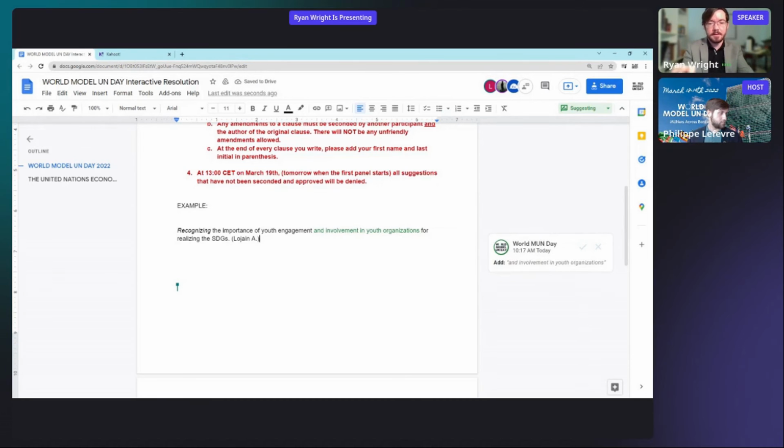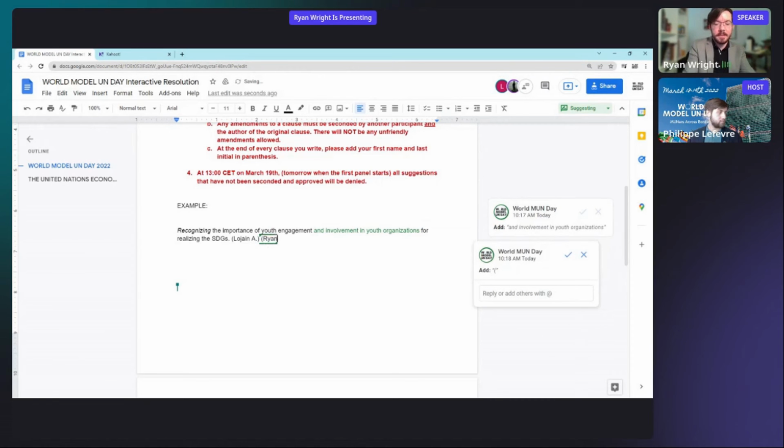So once I've done that, once I've made my change or addition, like my amendment, I will add my name at the end, just like this. And then now, in order for my amendment to be adopted, I will need someone else, any, Philippe or Lujane, if you would like to help, to second my amendment.